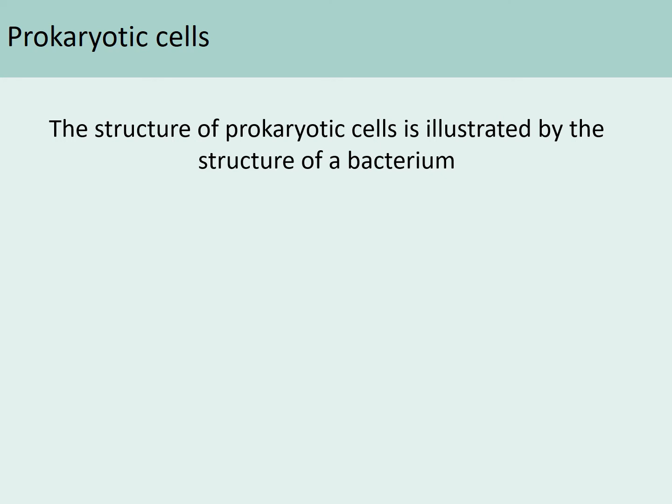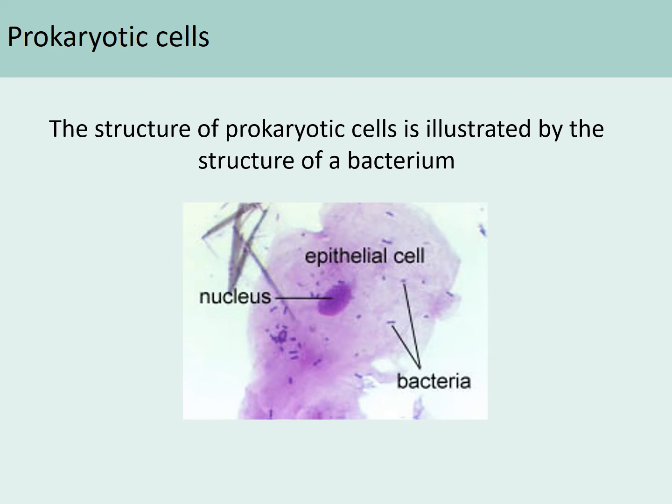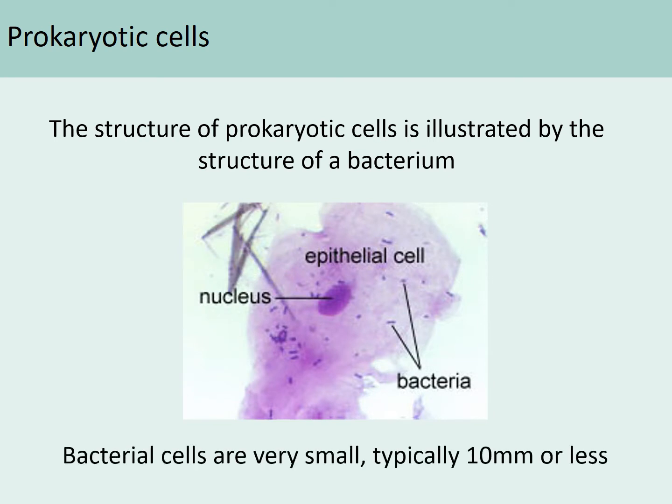So, prokaryotic cells. The structure of prokaryotic cells is illustrated by the structure of a bacterium. Okay, so the diagram that you just sketched out of the prokaryotic cell was a very basic bacterial cell. Now, if you look at the picture, you can see an epithelial cell. So this is just a normal, an average animal cell. You can see the nucleus in the middle, and then those little blue dots that kind of look like little blue rods are bacterial cells. So they are much, much, much smaller than the average animal cell.